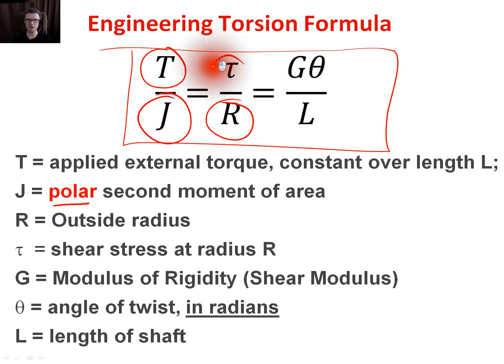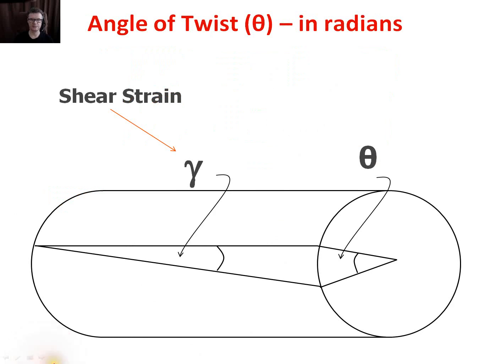Shear stress will be the shear stress at that location R, so in that case it's the shear stress on the outer surface. G is going to be the shear modulus. Theta is going to be the angle of twist. Angle of twist, note, is measured in radians, and L will be the length of the shaft. So here we've got L.